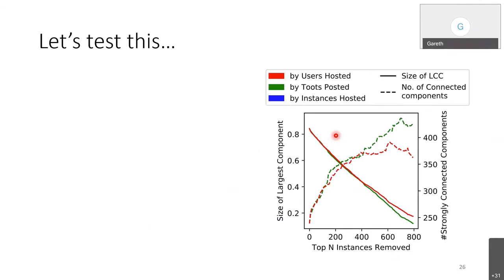And then we just did a few simulations to remove servers to see what would happen. And what we then did was we computed a couple of graph metrics. So we computed the size of the largest component and we computed the number of strongly connected components. I don't want to go into too much detail about how we did this, but let me just summarize a couple of the main points.